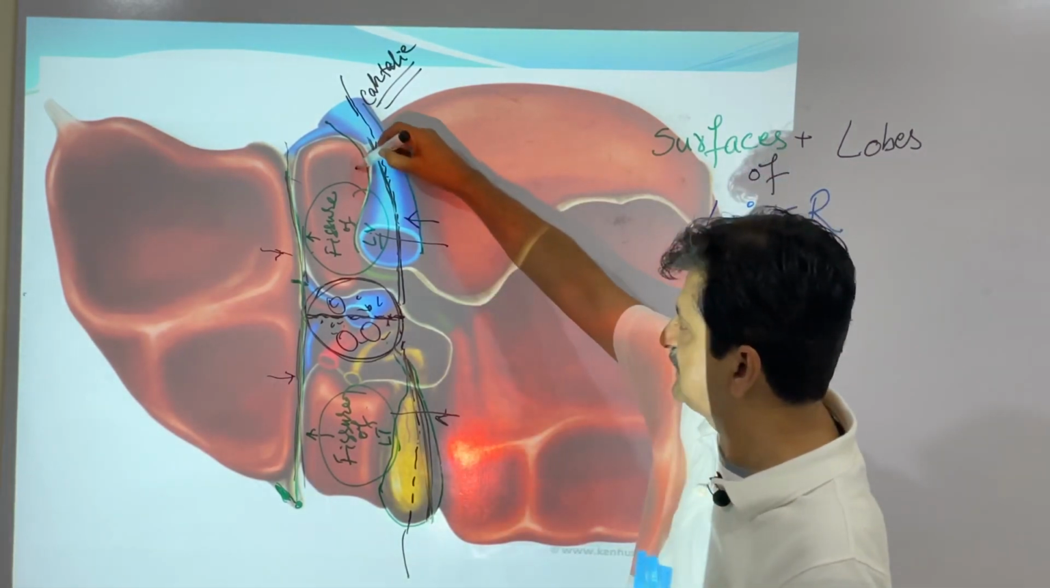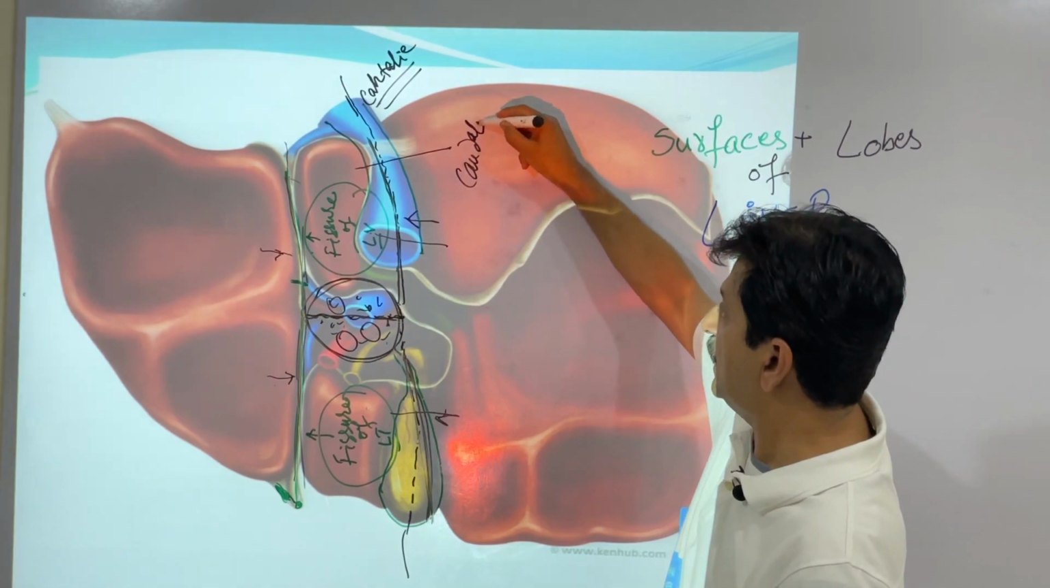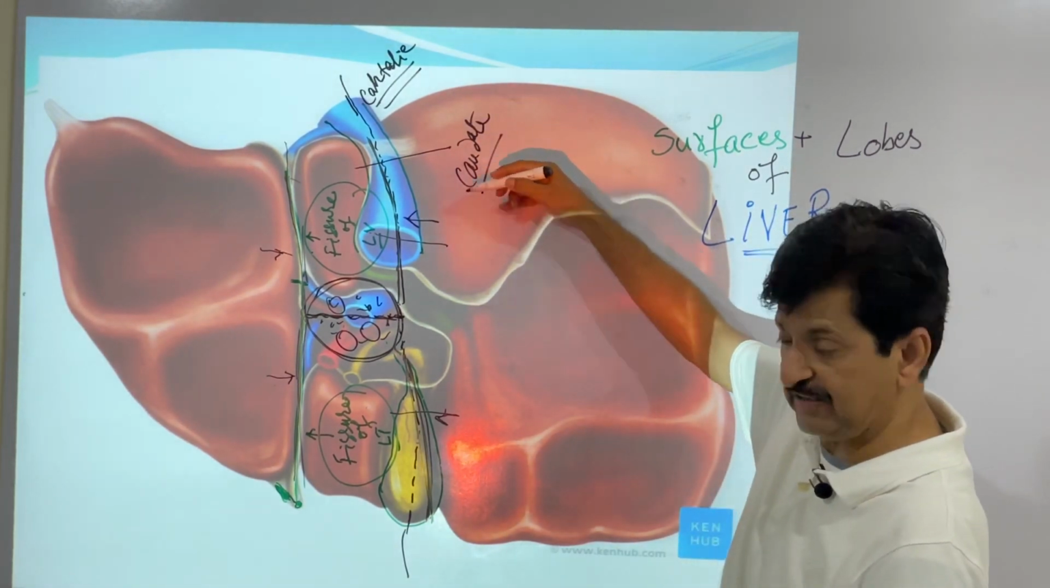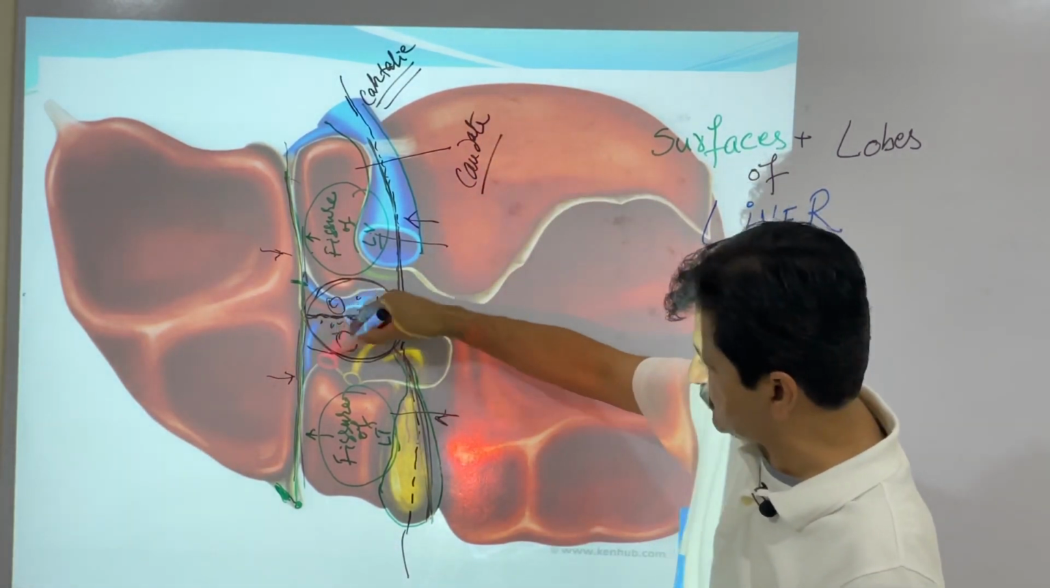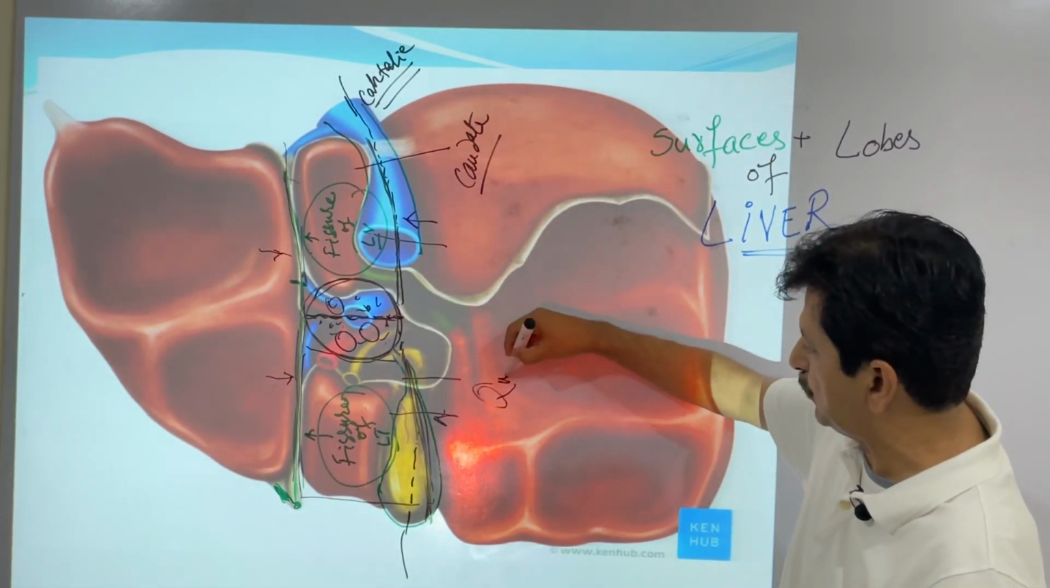But we will call this piece the caudate lobe. Caudate means tail. It has a tail-like process also. And because this piece is totally quadrangular, it is called the quadrate lobe.